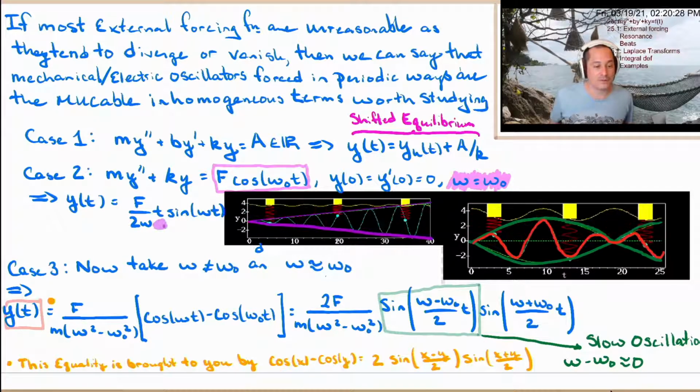Amplitude is the number in front of the sine function, right? Yeah, totally. Yep. And in the beating case, that's changing. It's oscillating in time slowly. And in the resonant case, it's just growing in time.